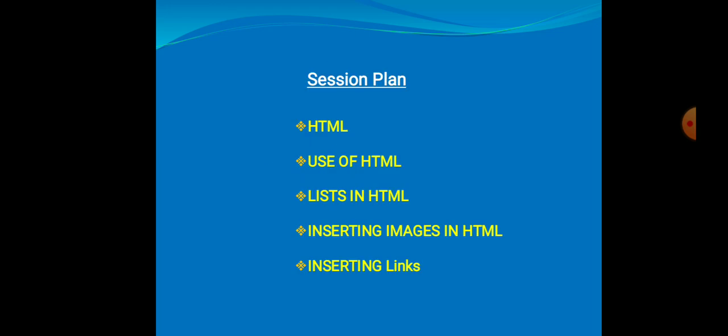So what is HTML? HTML is a language. It is a markup language. Why are we calling it a markup language? It uses tags which are available in between a less than and greater than symbol. So it is called a markup language. HTML is a markup language. It has commands in between the angle brackets, that is, the less than and greater than brackets.